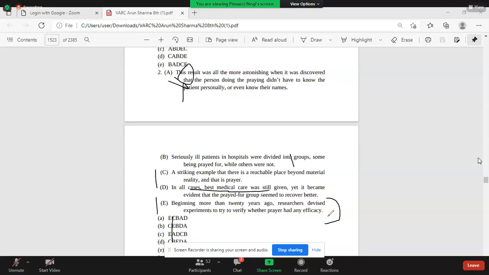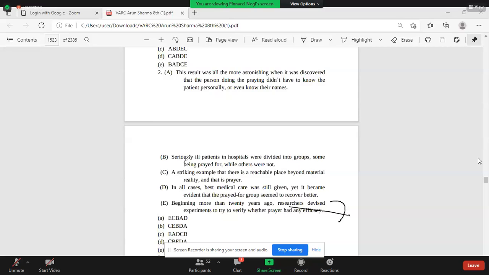So you would proceed with E. When you proceed with E, you realize that it talks about some researchers trying to devise some experiments. What do they do next, after they've devised the experiment to verify the efficacy of prayer, how effective the prayers are? What is the next thing they do, students?